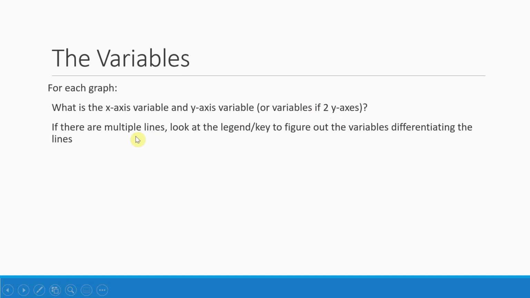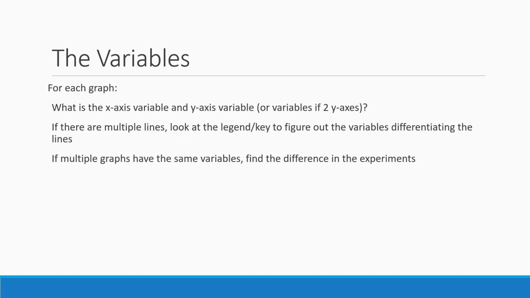If there are several lines on that graph and not just one, look at the legend or the key that's going to tell you what each of those lines is. That way you know which line to read. And if you're not sure what that really means, again, that will be in my next video.